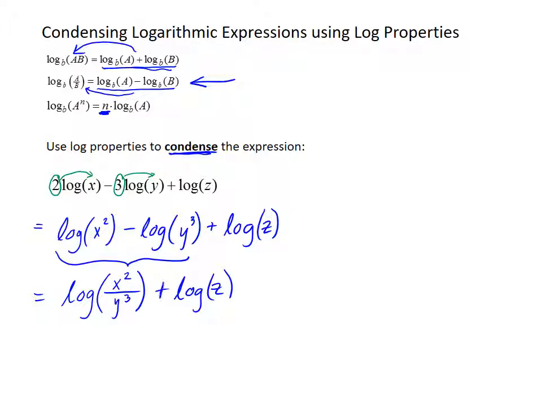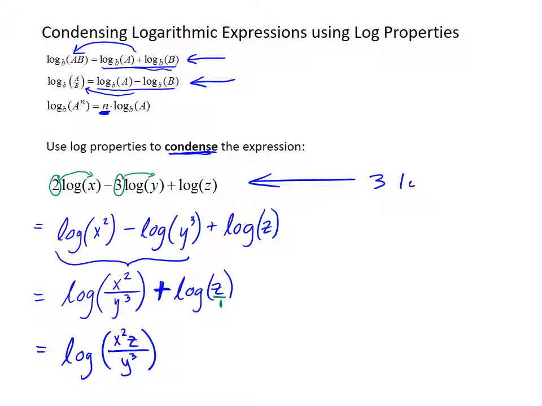Now our next rule to work with is the addition rule, which means that we're going to multiply the inputs. We already have a fraction, so when you multiply inputs, think about how this z is over 1. When you multiply fractions together, you're always multiplying numerators, so that z is in the numerator and the x squared is in the numerator. So it's going to be x squared z all over y cubed times 1, which is just y cubed. Notice we went from 3 logs to a single log. So that's why it's called condensing.